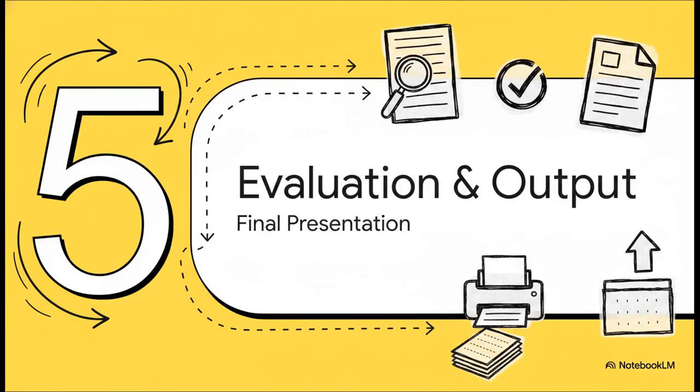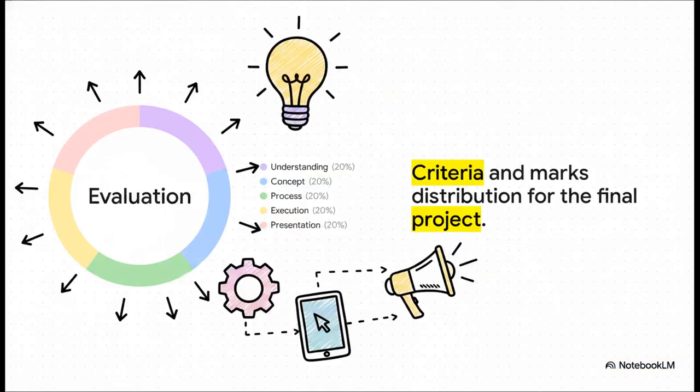Finally, let's look at Section 5, Evaluation and Final Output. The 10-mark evaluation criteria for this project demands total discipline. The breakdown is a perfect, even split. Understanding, concept, process, execution, and presentation are all weighted equally at 20% each.